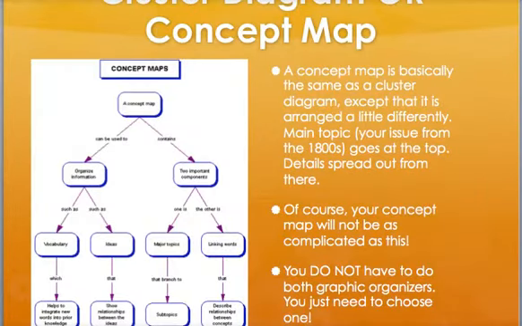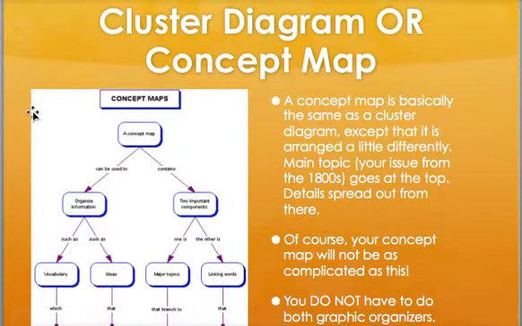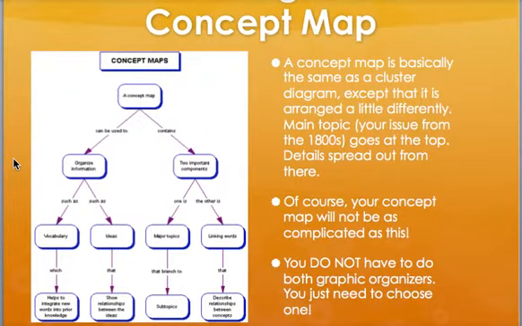Then going on, create a cluster diagram or concept map. Here is a concept map. A concept map is basically the same as a cluster diagram, except that it is arranged a little differently. The main topic, your issue from the 1800s, goes at the top. Details spread out from there. Of course, your concept map will not be as complicated as this. Okay, remember, you only have your main issue and 2 to 3 details from the book.